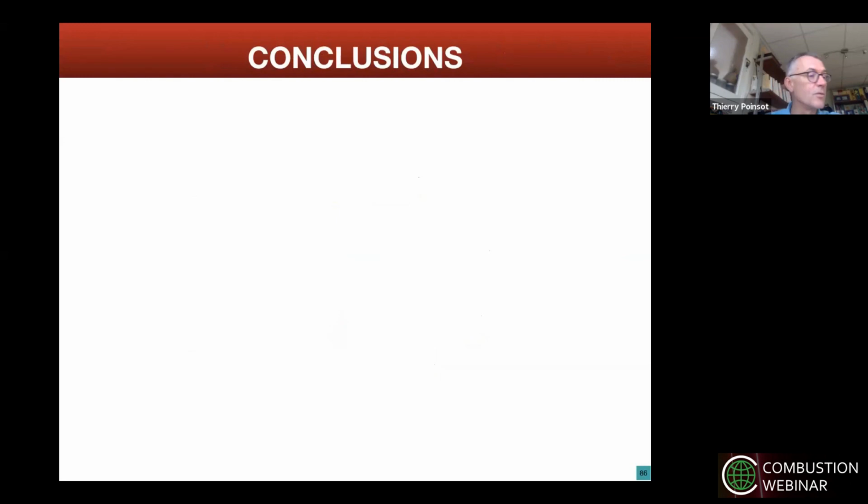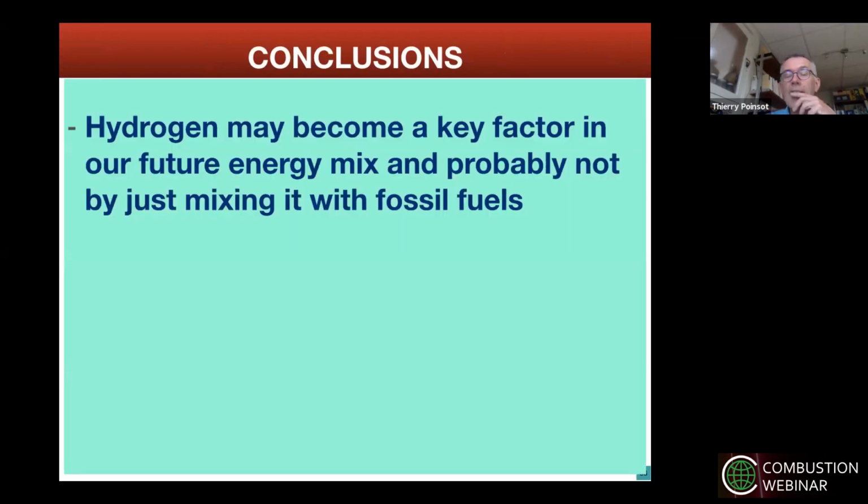Okay, so to conclude now, I believe that hydrogen may become a key factor in the energy mix of the world. And I believe also that we should not limit ourselves to just putting hydrogen and mixing it with fossil fuels. Okay, that's the way it's done today. That's the famous drop-in method where you just add hydrogen into methane, for example. It's not the only way to use hydrogen. It's probably not a very intelligent way.